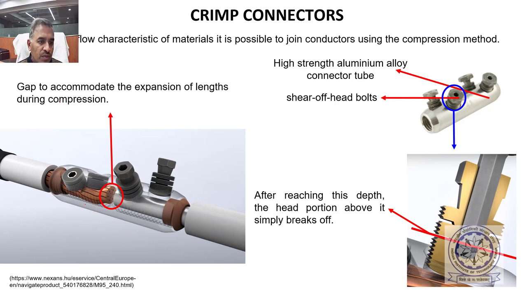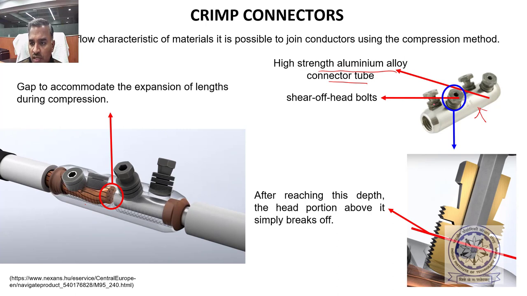So this is how it is compressed using a crimp. So this is the structure. High strength aluminum alloy connector tube is this one. So aluminum alloy connector and shear off head bolts.